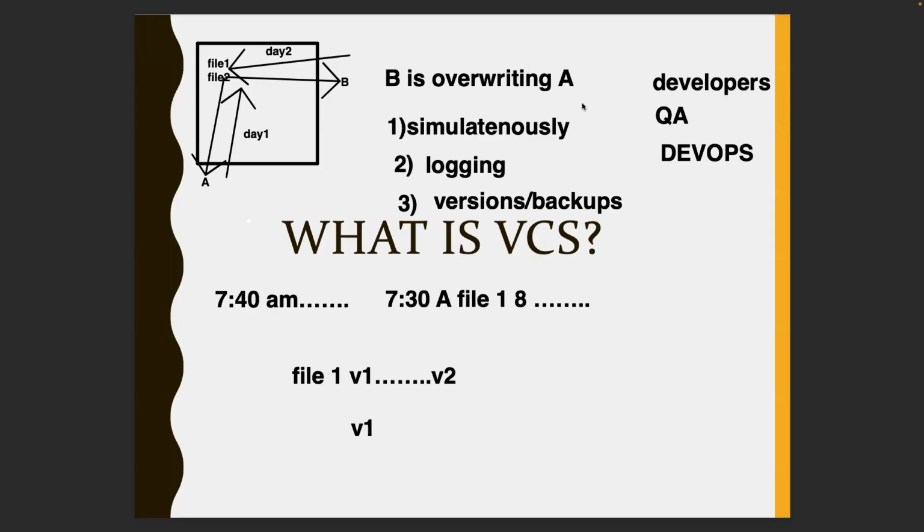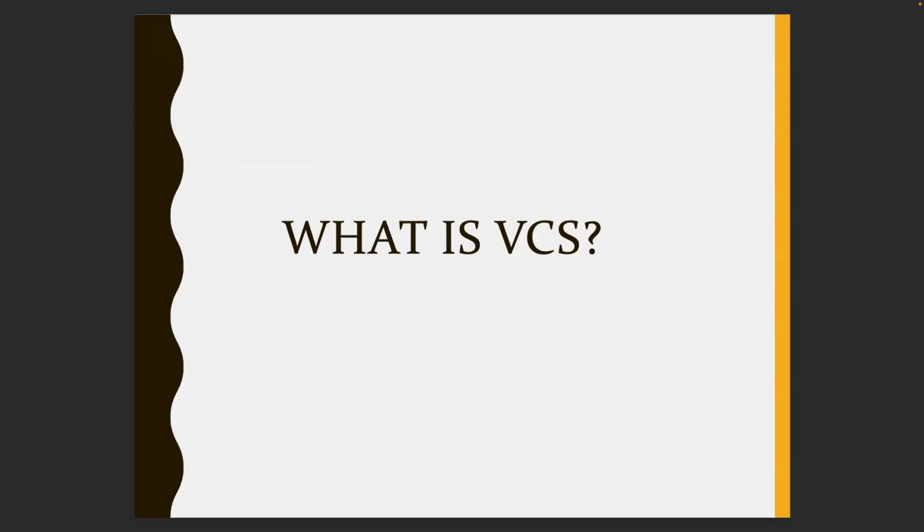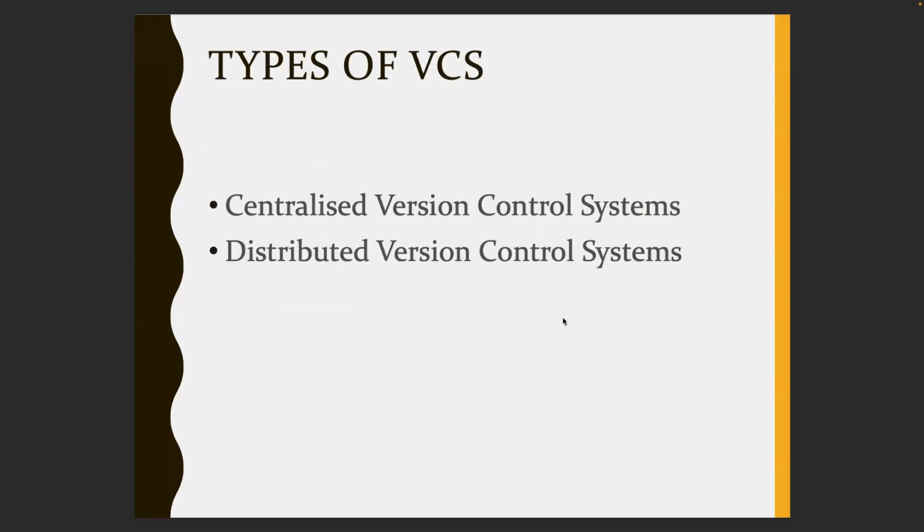So that is who uses it. And then let's talk about different types of version control systems. Based on the architecture, they are categorized as centralized version control systems and distributed version control systems. So what is a centralized one and what is a distributed one? Let's go through them one by one.